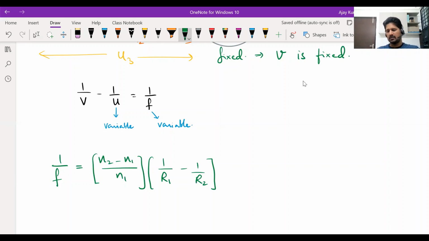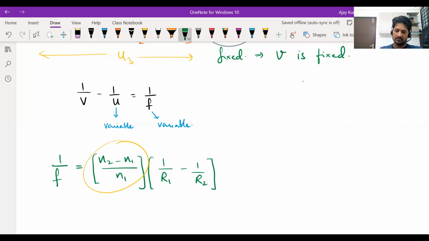Fine. Now, n2 is the refractive index of the material with which the lens is made. n1 is the refractive index outside the lens. Now, our eye cannot change that refractive index because changing the material is not possible. The material of your eye lens cannot keep changing. So the first bracket, (n2 minus n1) by n1, this is fixed. That cannot be changed by the eye.